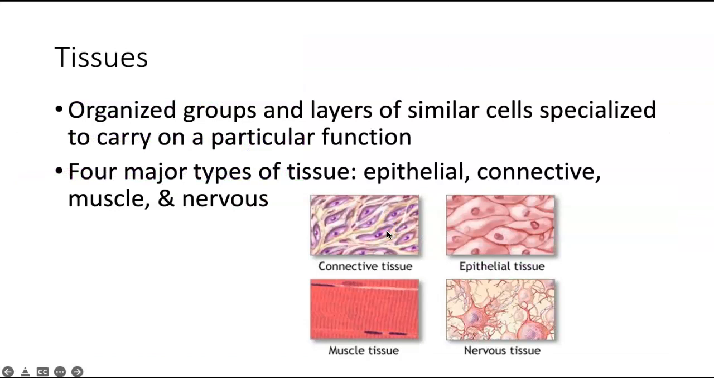All right, so tissues are organized groups and layers of similar cells specialized to carry out a particular function. This function could be lining or protection, so like your skin is a lining tissue. It could also be contracting or causing movement. For example, muscles cause movement of body parts or things within the body. So there are four major types, and there are more subdivisions of these four categories as well. You have epithelial, connective, muscle, and nervous tissue. Okay?